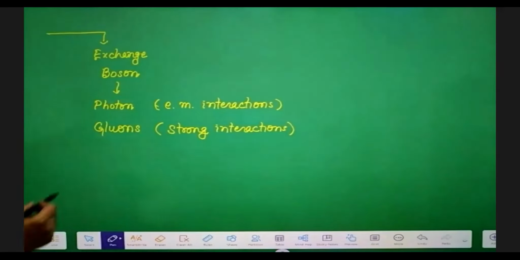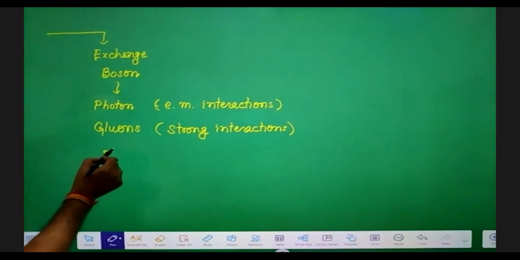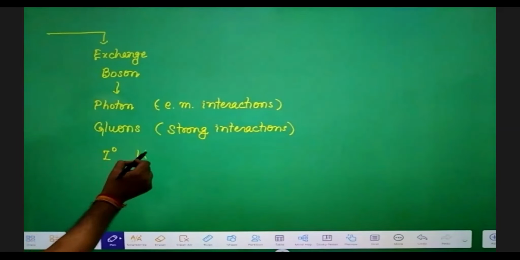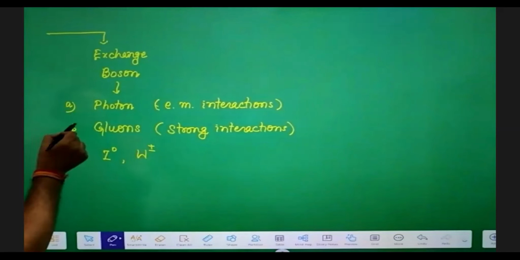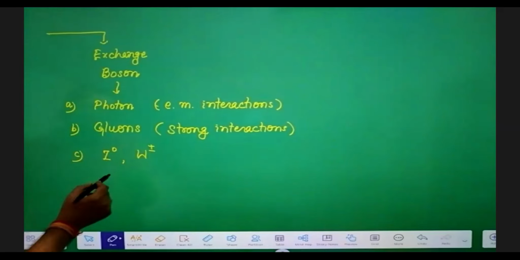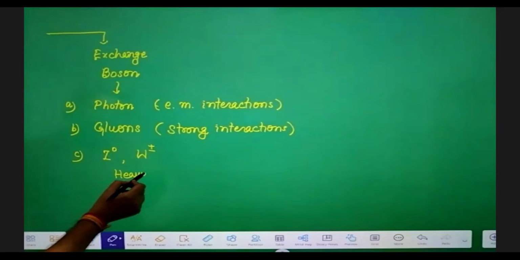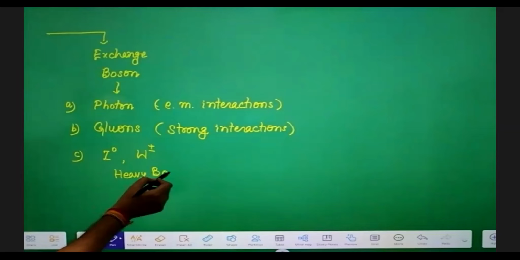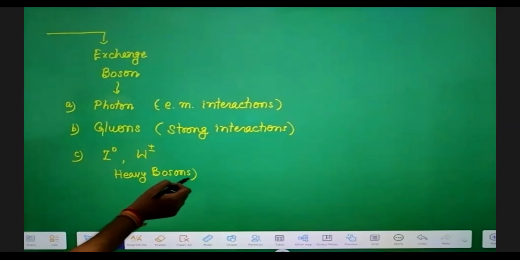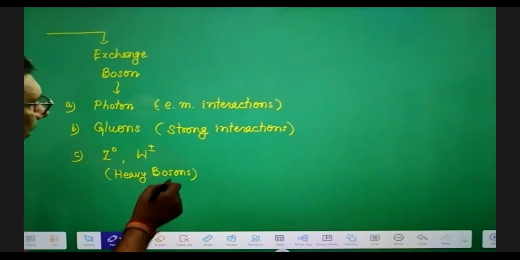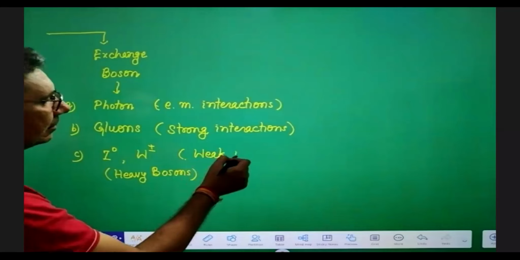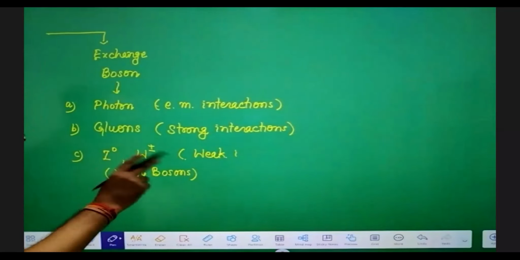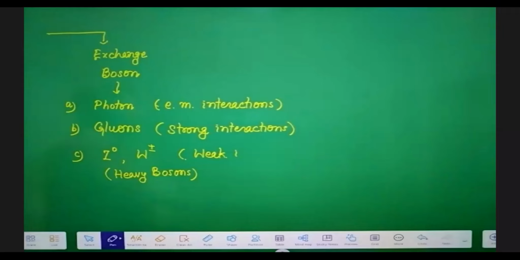Next is Z naught and W plus minus. I can write here A, this is B, this is C. They are called heavy bosons. Okay, they are the exchange particles for weak interactions. Their exchange is responsible for the weak interaction.